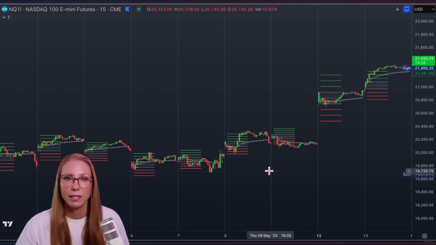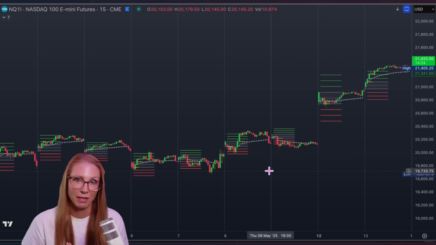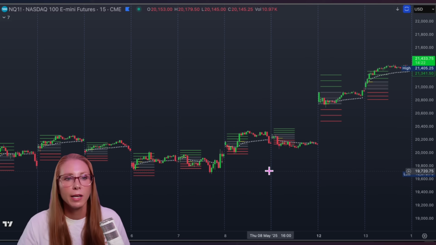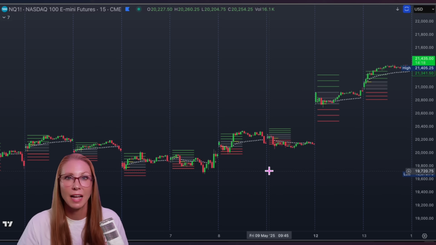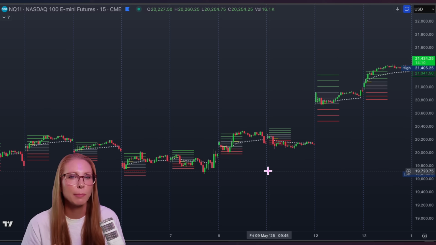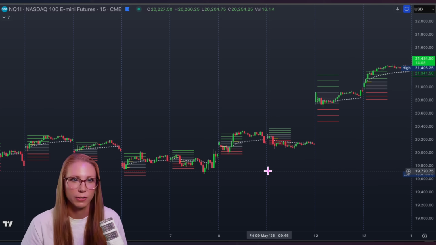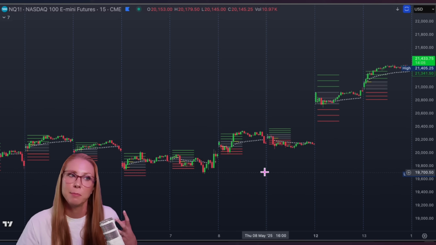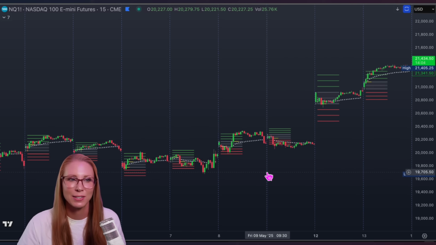And I did this on ES first, because ES is usually my favorite child. But what I noticed, and this makes a ton of sense, is that I was actually getting more size on the breaks, actually hitting these advanced targets on the Nasdaq more often than I did on ES. So this was the first optimization I did before I even got into the nerdy stuff. I immediately switched over to the Nasdaq to trade this.